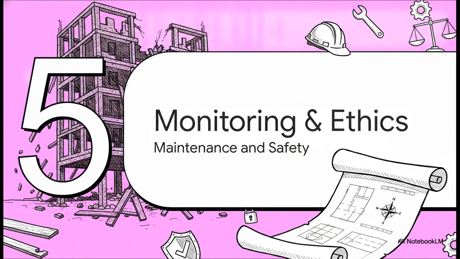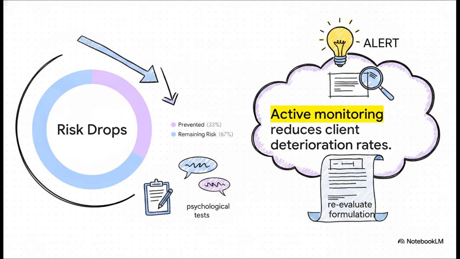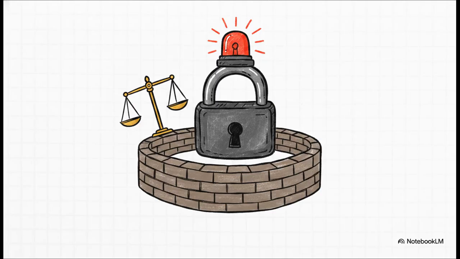Section 5. Monitoring, Ethics, and Culture. Maintenance and Safety. Ongoing treatment monitoring, like using brief psychological tests, yields some really striking results. When clinicians actively use this tracking data, client deterioration rates actually drop by a full third. If progress isn't tracking with typical profiles, it instantly alerts the psychologist to stop, go back to the blueprint, and reevaluate the formulation. So the crucial point here is that therapy doesn't happen in a vacuum.